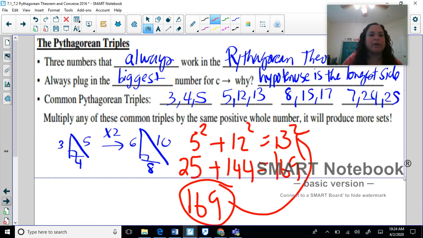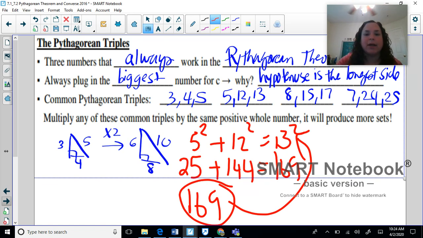Pythagorean triples are three numbers that always work in the Pythagorean theorem. You always plug in the biggest number for c. Why? The hypotenuse is the longest side. Common Pythagorean triples are the numbers 3, 4, 5; 5, 12, 13; 8, 15, 17; and 7, 24, 25. There are others, but these are just a few. You multiply any of these common triples by the same positive whole number, and it will produce more sets.